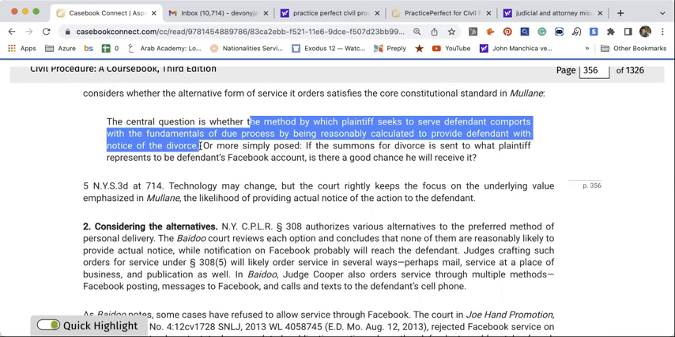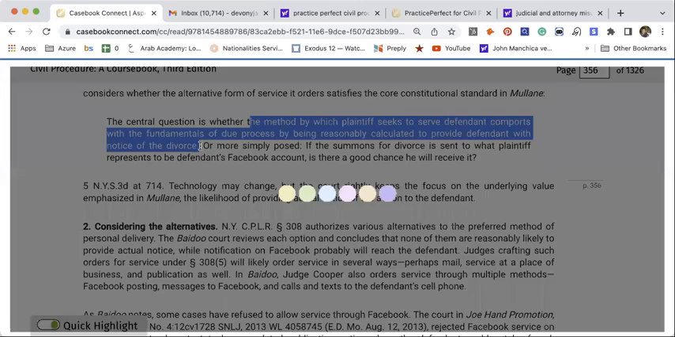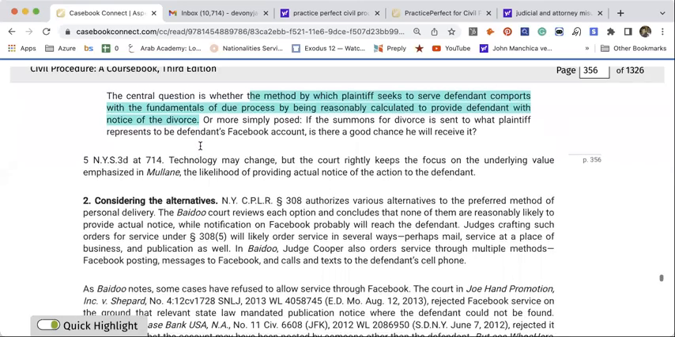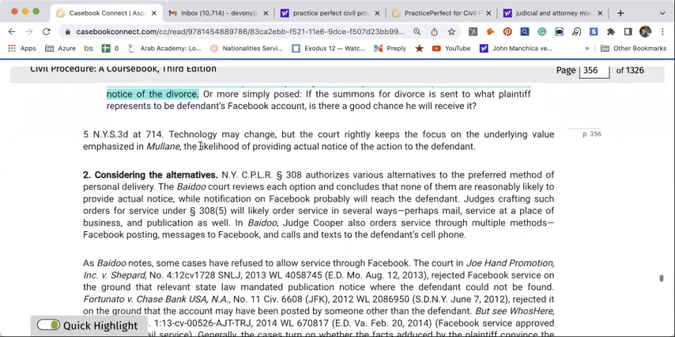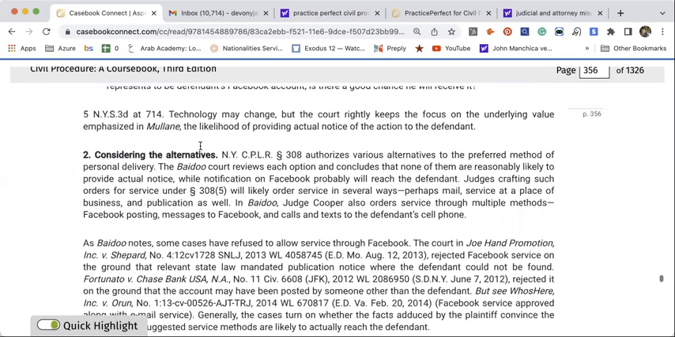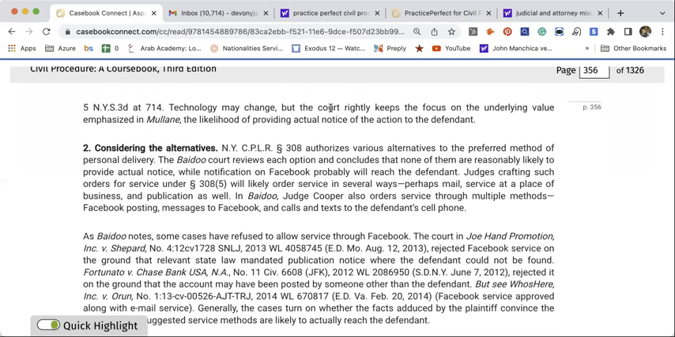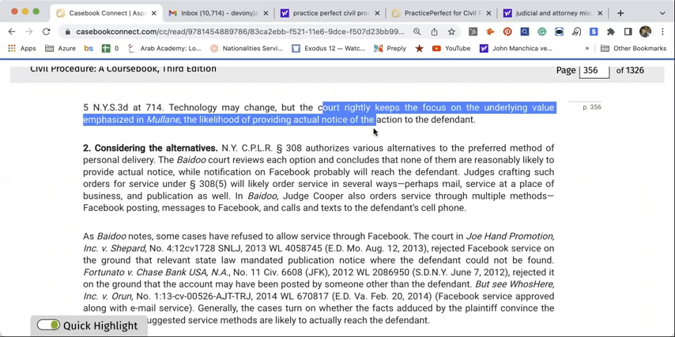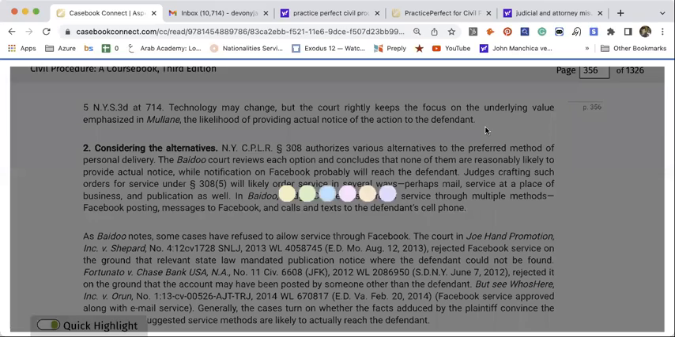Or, more simply put, if the summons of divorce is sent to the defendant's Facebook account, is there a good chance he'll receive it? As the New York State 3d decision at 714 notes, technology may change, but the court rightly keeps the focus on the underlying value, emphasizing the likelihood of providing actual notice to the defendant.